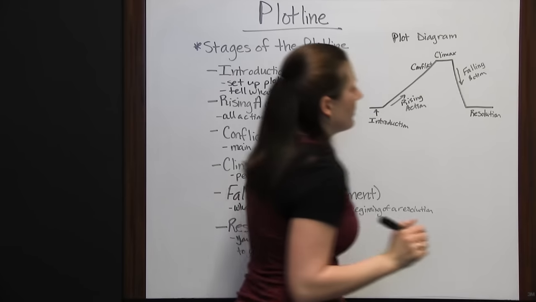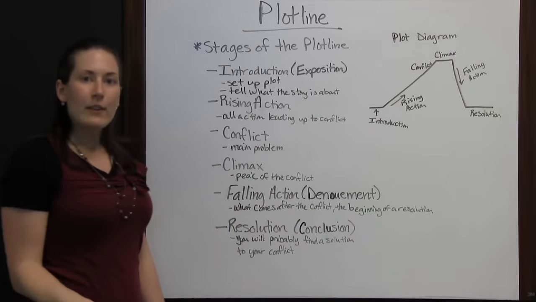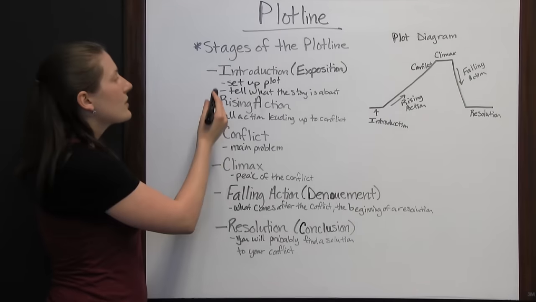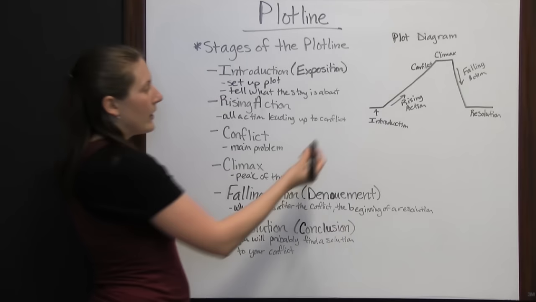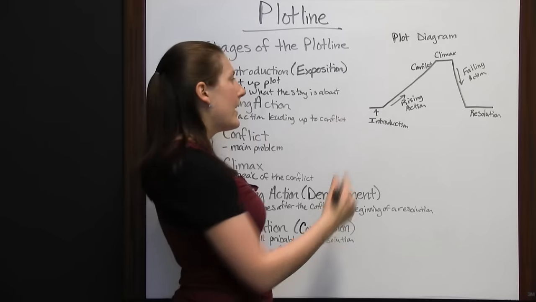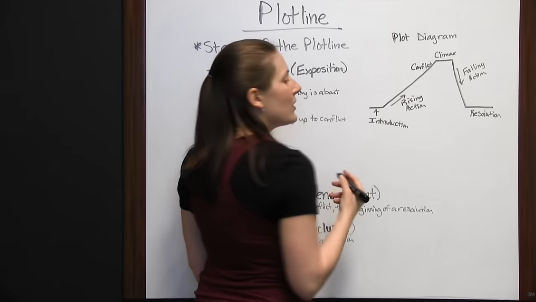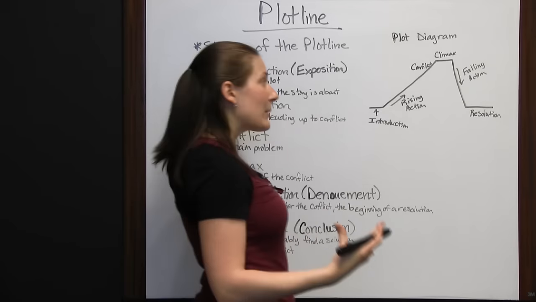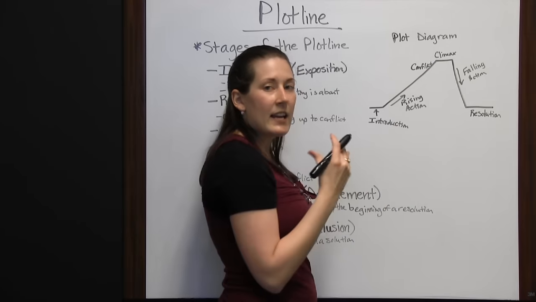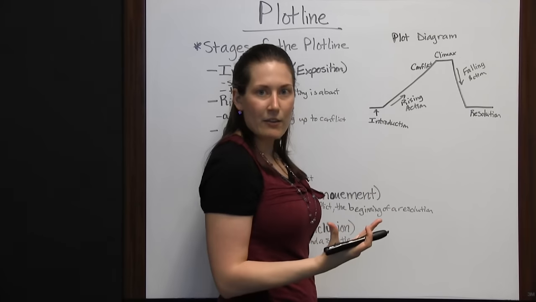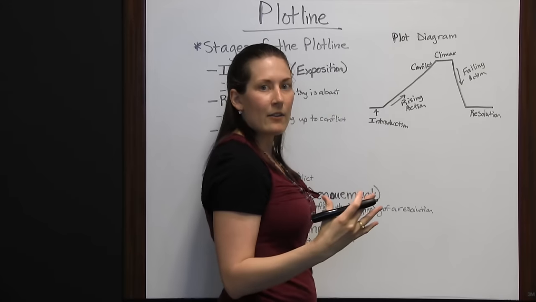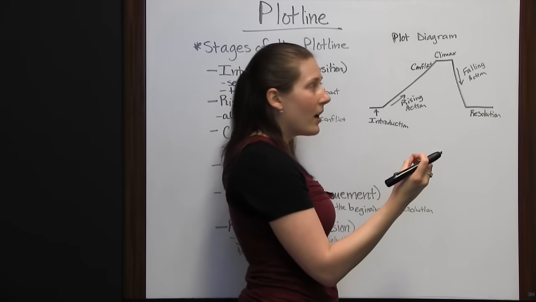Your resolution or conclusion. So whenever you're going through a story, it's usually going to follow these main stages. You're going to start with the introduction, where all of your plot information is set up. You kind of know what your story is about. You've got rising action. You've got characters interacting. You've got the plot building. And then you get to the conflict. You get to a problem. And after that, it's about how the characters are going to solve the problem. And you get to the climax, where everyone now knows about the problem. It's the very peak of the conflict.